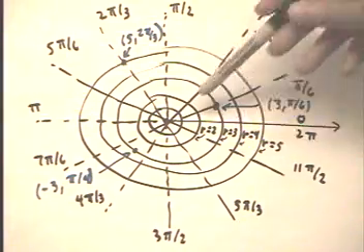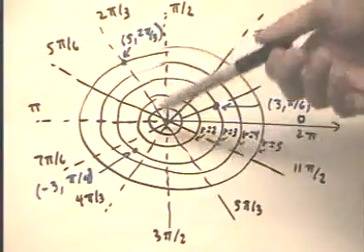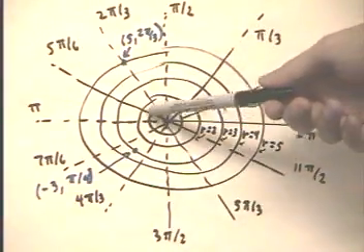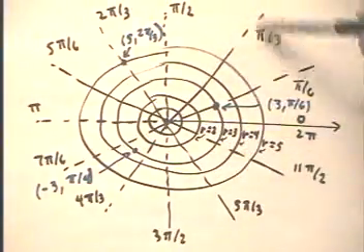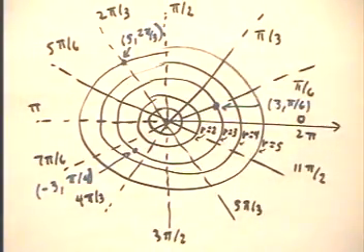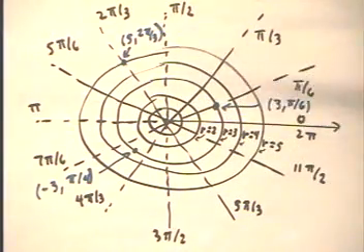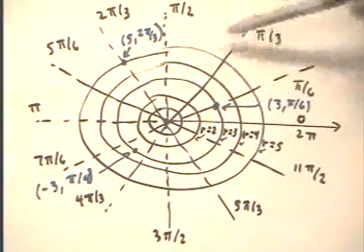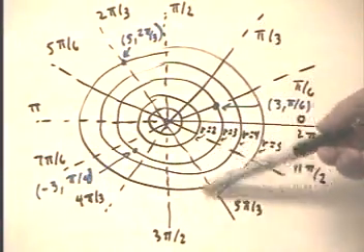Well, this is a representation of a polar grid. Just like in rectangular coordinates, we have a rectangular grid, just little squares marked across the plane. When we're in polar coordinates, we have these circles to represent the different values of r, and these radial segments here to represent the different values of theta.